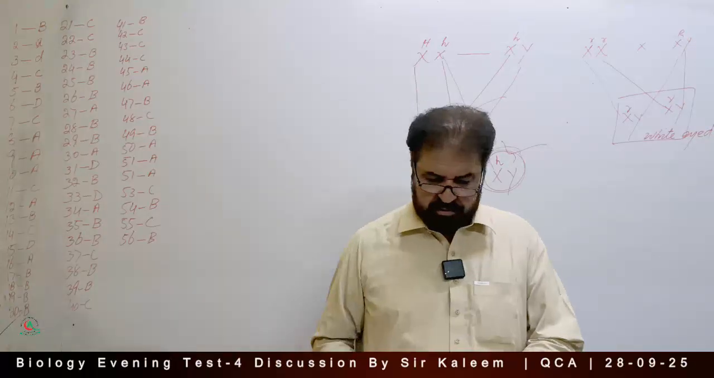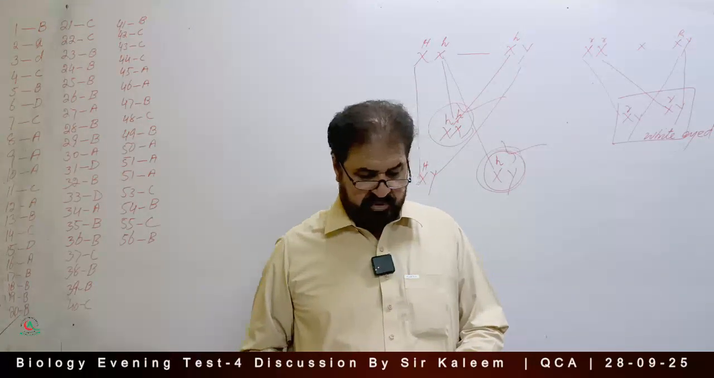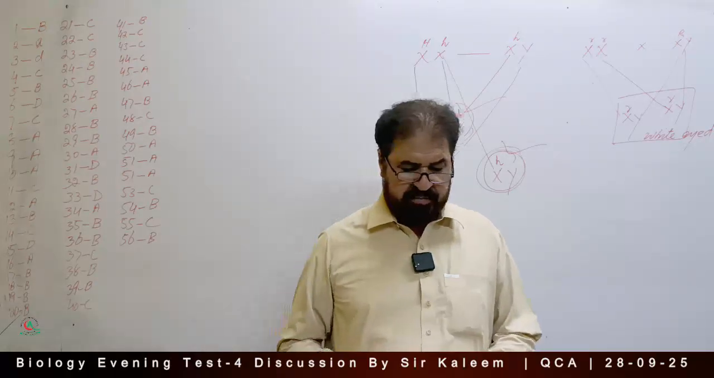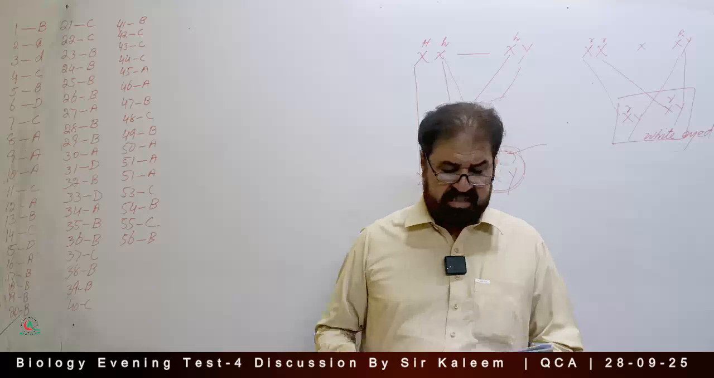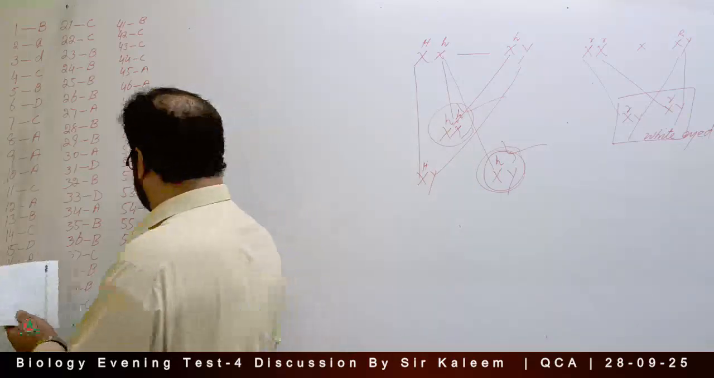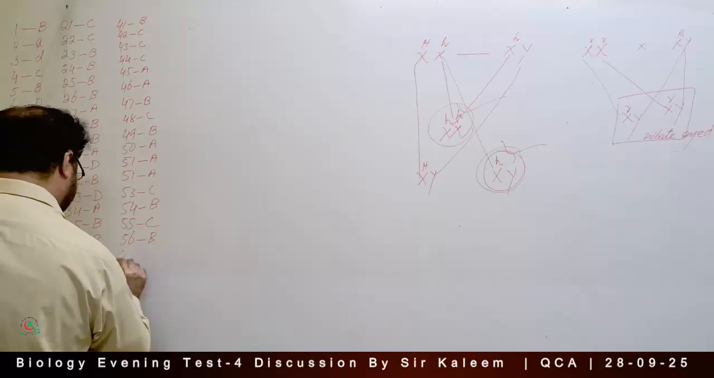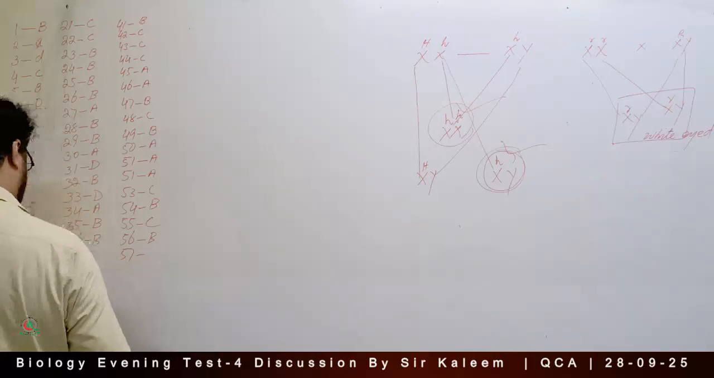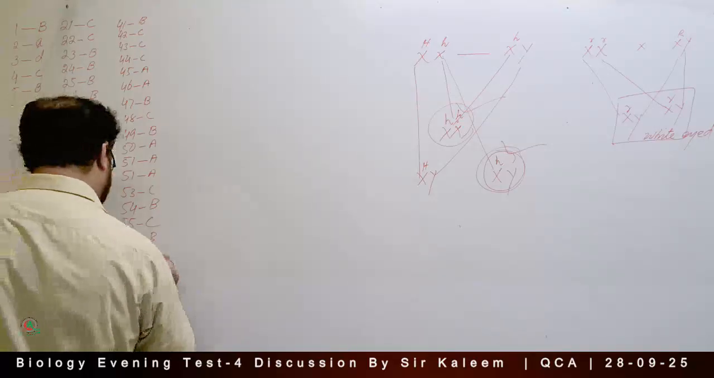Question 57. Urea is synthesized in humans mainly in the liver. Urea synthesis occurs in the liver by the ornithine cycle or urea cycle. So option B is correct.